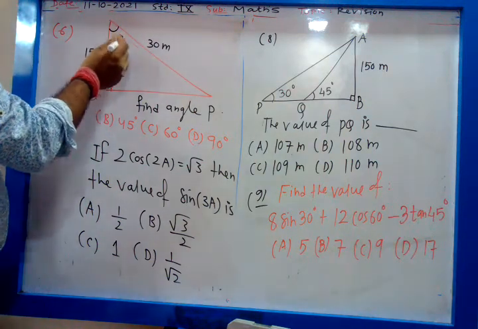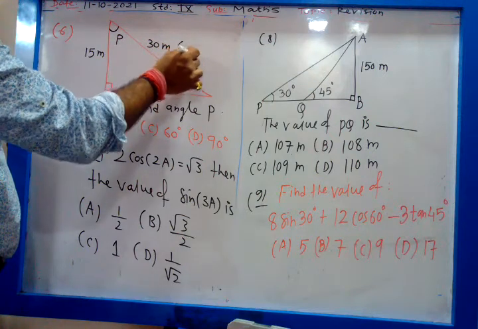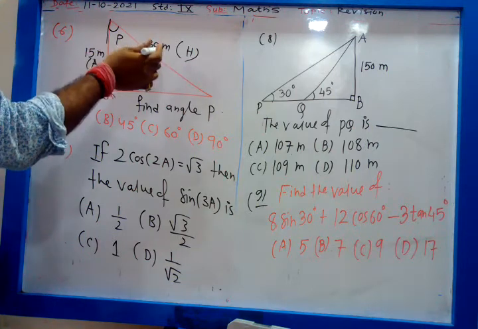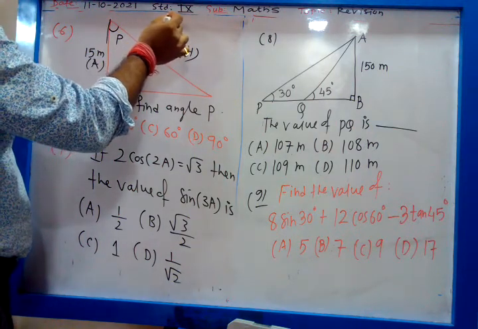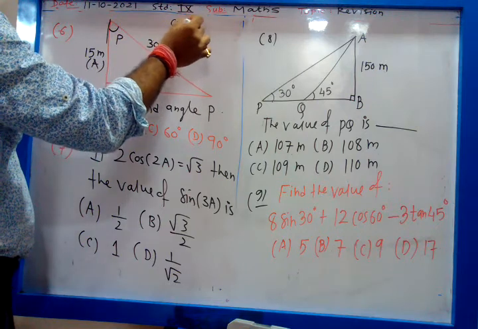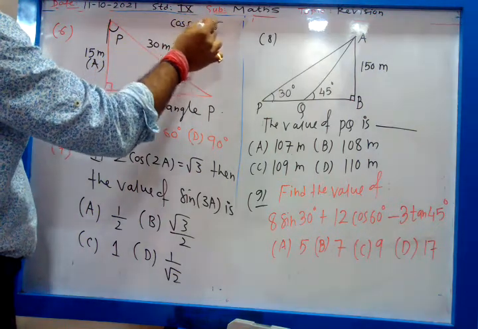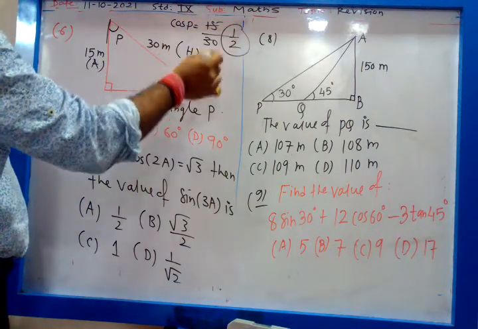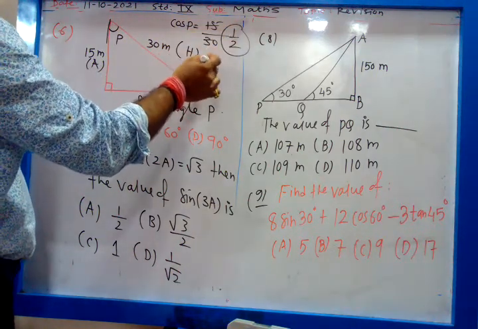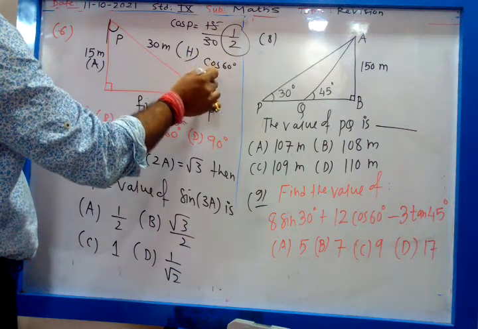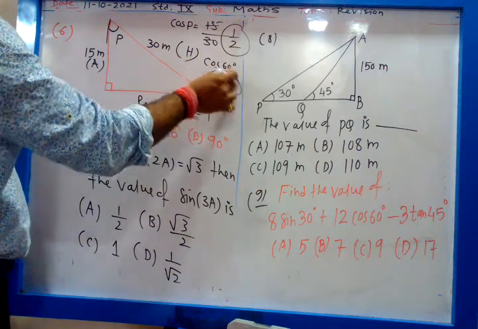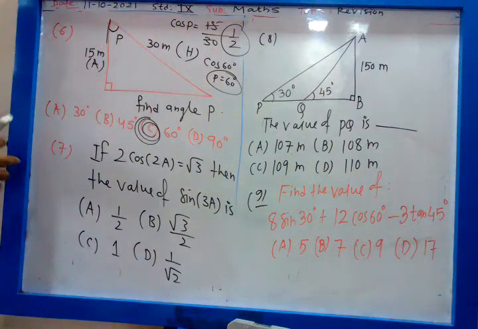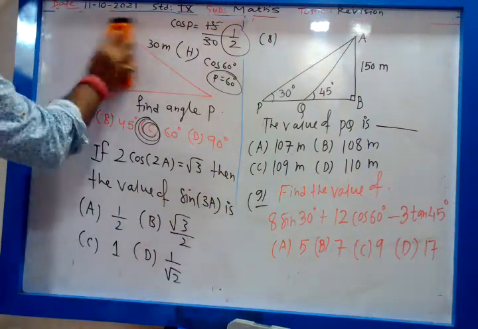This is my reference angle, this is my hypotenuse. To this reference angle, this is my adjacent side. So adjacent and hypotenuse. Which ratio? Cos. So cos P is equal to adjacent upon hypotenuse, 15 upon 30, 1 by 2. Cos of which angle is 1 by 2? Cos 60 degree. That means P is equal to 60 degree. So option number C, 60 degree is the correct option.